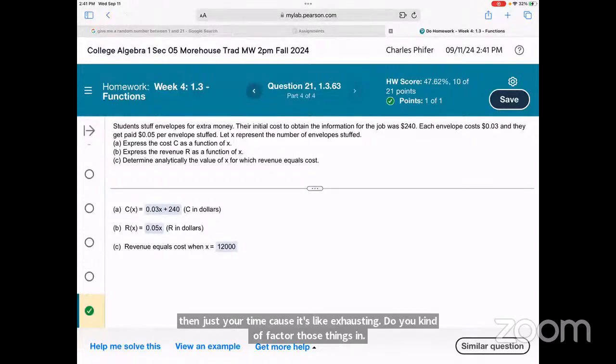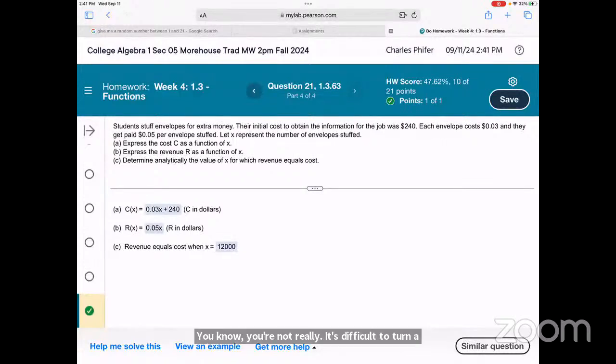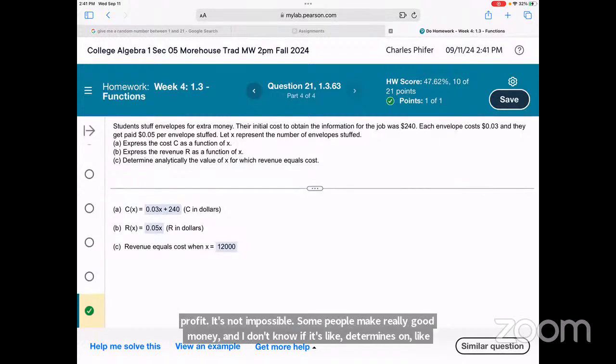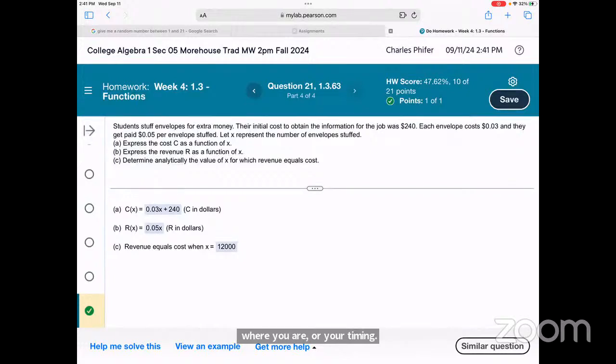It's not impossible. Some people make really, really good money, and I don't know if it's determined by where you are, your timing. If you have to clean, because if you pick up people that are drunk, man, it's the worst. They're like children.